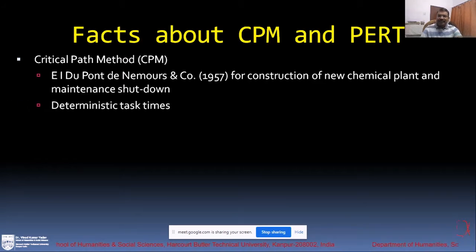The critical path method is based on deterministic task time. For example, say one activity is to go from west campus to east campus. The starting point of this activity is west campus, and the end point is east campus, and this activity has a deterministic task time. You can say that it takes 5 minutes. If this is very much determined, then you can go for the critical path method.